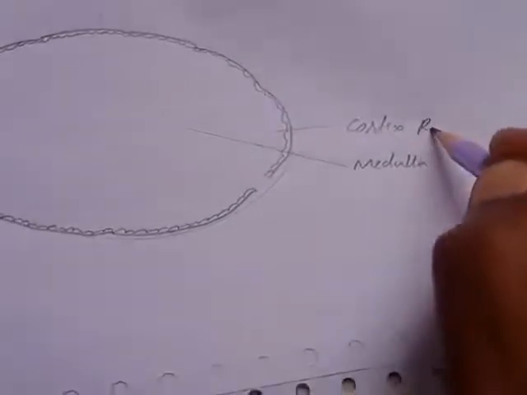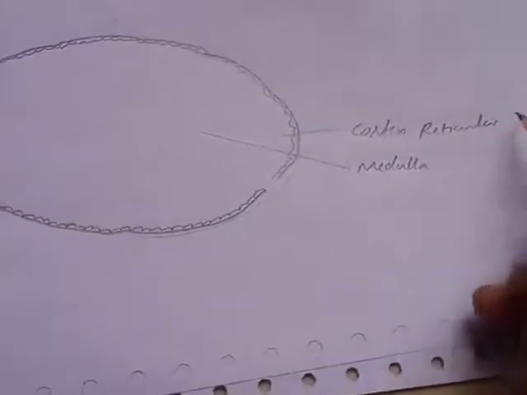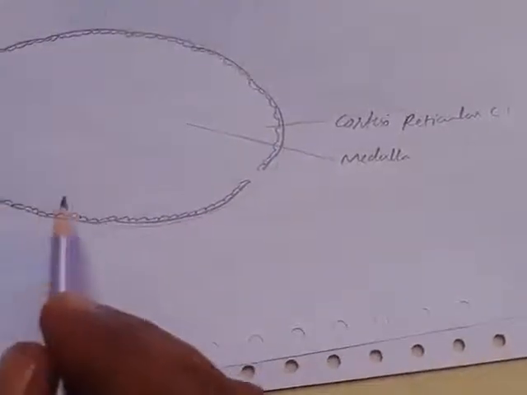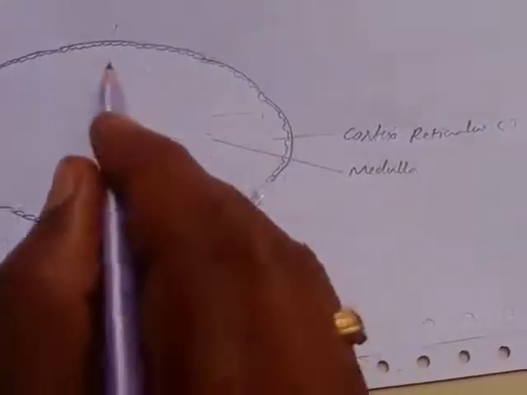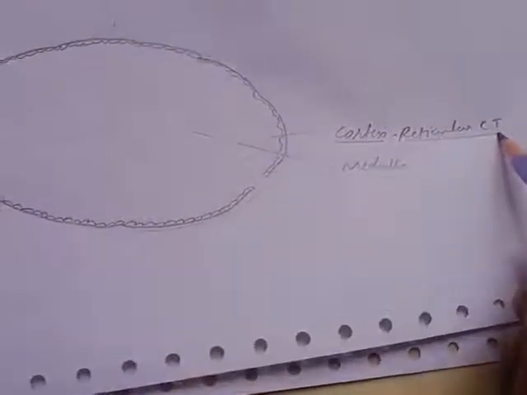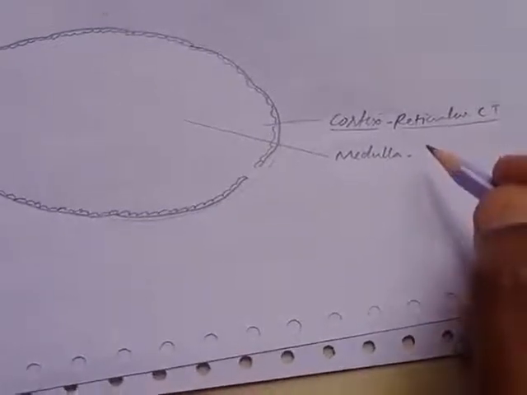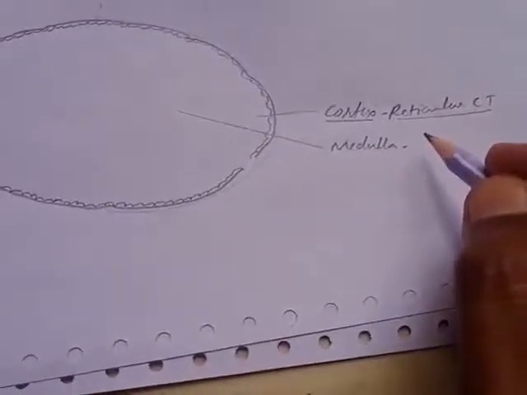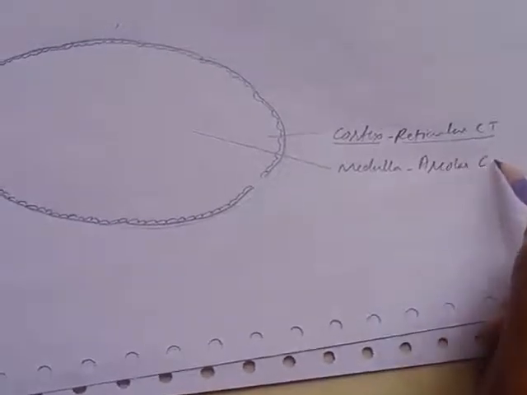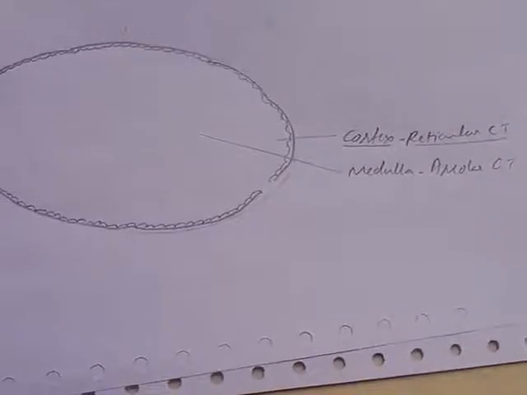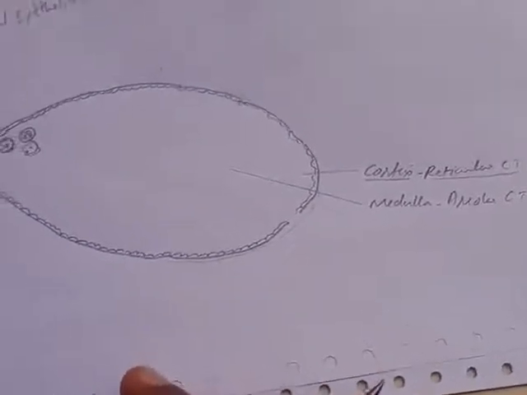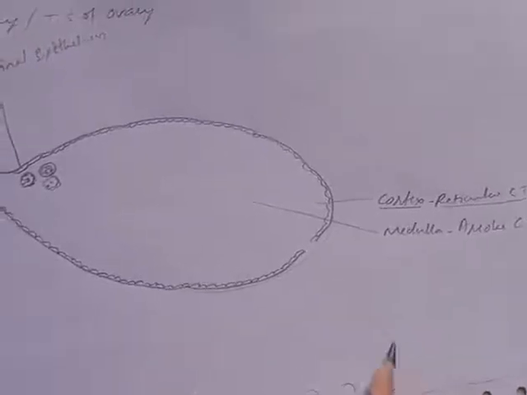Usually reticular connective tissue is observed in the cortex. The cortex is made up of reticular connective tissue found in this region, and the medulla is usually made up of areolar connective tissue, with blood vessels also present in this area. In both areas, blood vessels and nerves are there.